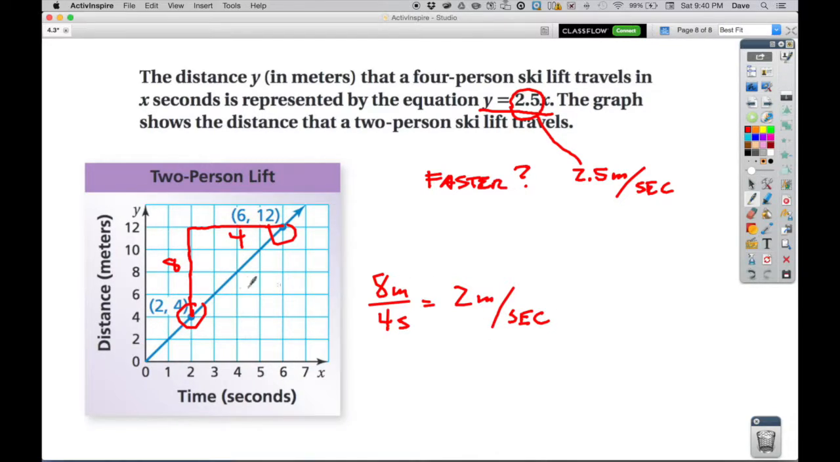Alright, so here we're just seeing that connection that the constant of proportionality in an equation is the same thing as a slope in a graph. Alright, so which one's the faster ski lift? 2 meters per second, in this case 2.5 meters per second, so it must be the 4-person ski lift.